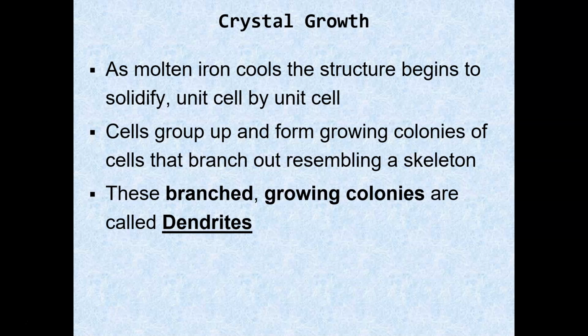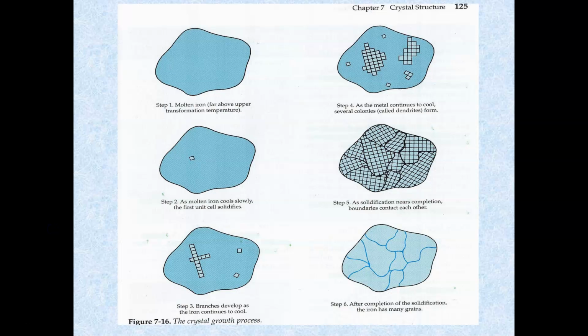The smaller the grain size, the greater the strength. The larger the grain size, the lesser the strength. The smaller the grain size, the harder, stronger, but more brittle the material. It's the metallurgist's job to find the proper metal properties for each particular application. And here's a crystal growth pictorial.